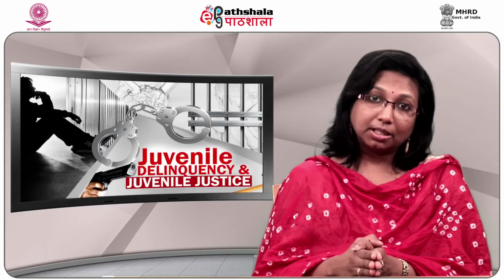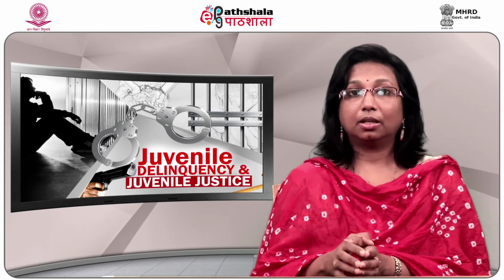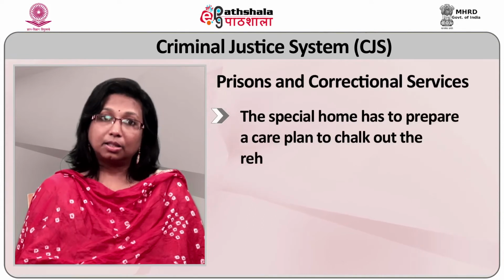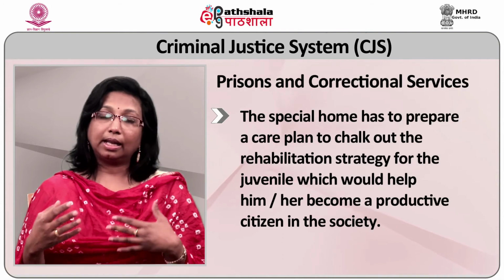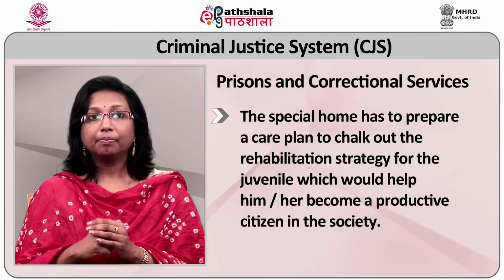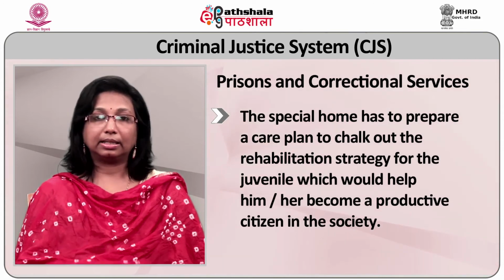In the JJ system, the special home is supposed to have facilities for counseling, education, and vocational training. The special home has to prepare a care plan to chalk out the rehabilitation strategy for the juvenile, which would help him or her become a productive citizen in the society. The special home may be government run or run by private organizations or NGOs, unlike the adult system where the prisons are not run by private organizations.